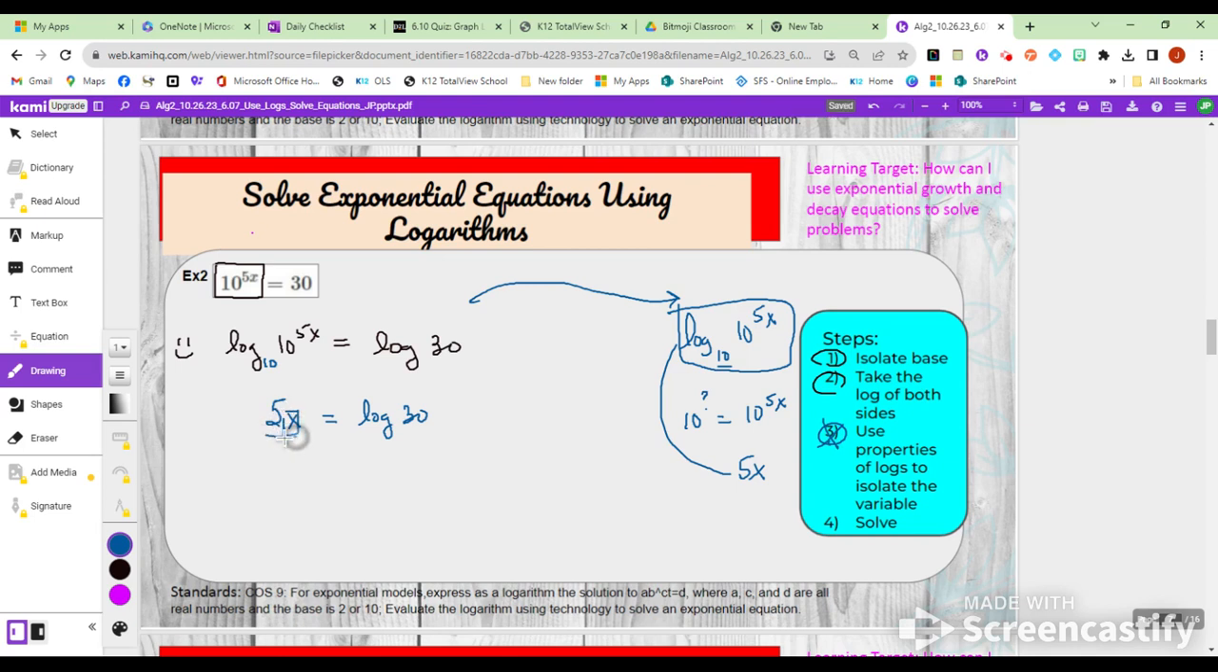So then we're still solving for x, so we would divide both sides by 5. And then x is going to equal, don't forget to put parentheses around your 30, log 30 parentheses divided by 5. Round to 4 places unless they tell you otherwise: 0.2954. And I did round here, so I should have wavy lines.